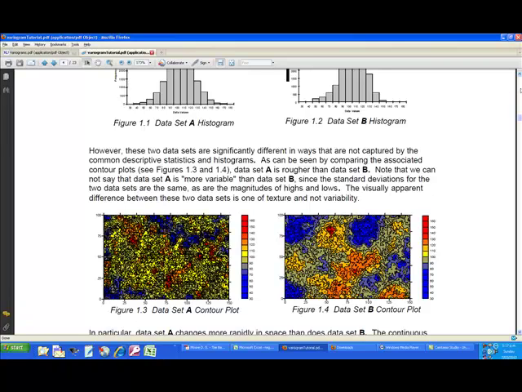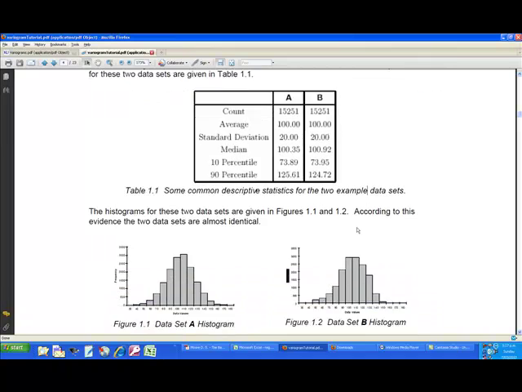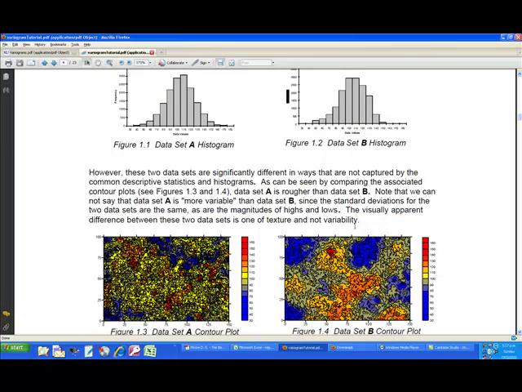We can check a variety of statistics. Apparently, like here, they've done it, and the number of points is 15,251, and the average height for both A and B is 100, and the standard deviation for both A and B is 20, and the medians are basically the same, and other statistics as well are the same, or close to the same. So, from that standpoint, these two data sets are the same.